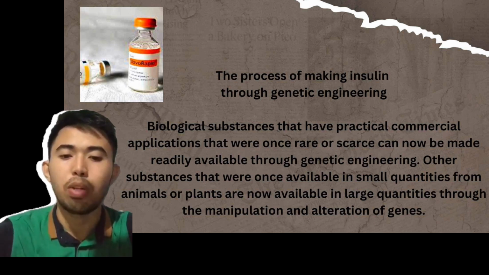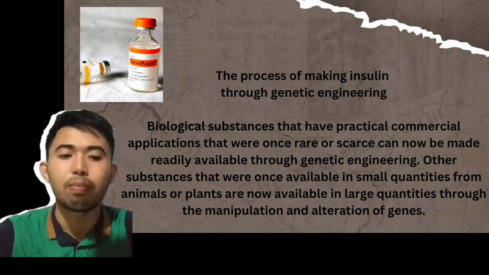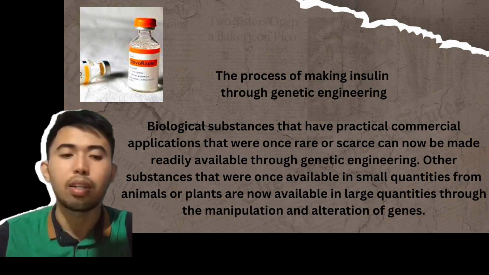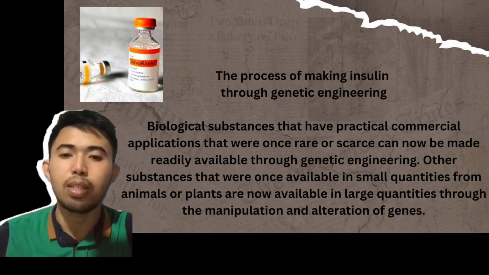The gene for human insulin inserted into the gap in the plasmid is now genetically modified. The genetically modified plasmid is introduced into a new bacterial cell. These cells divide rapidly and start making insulin.